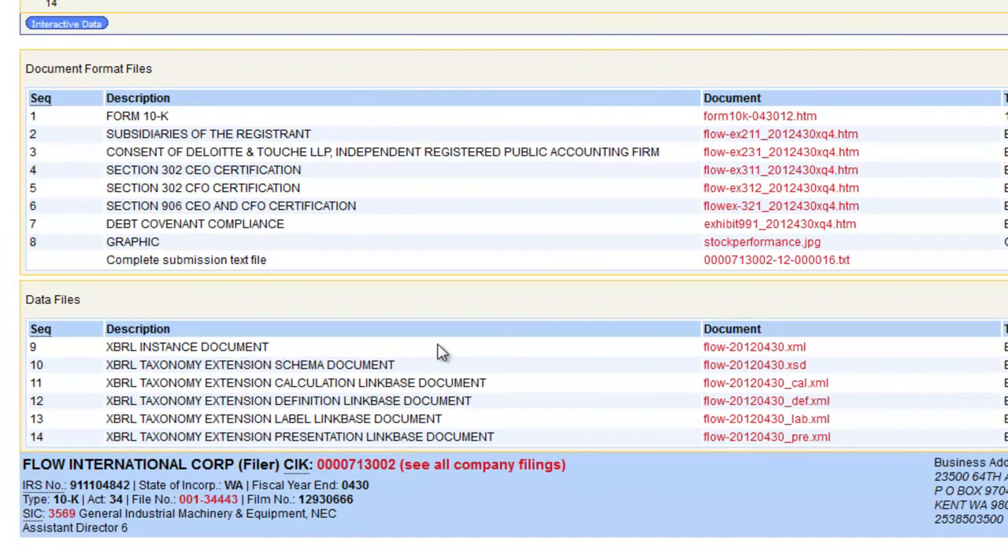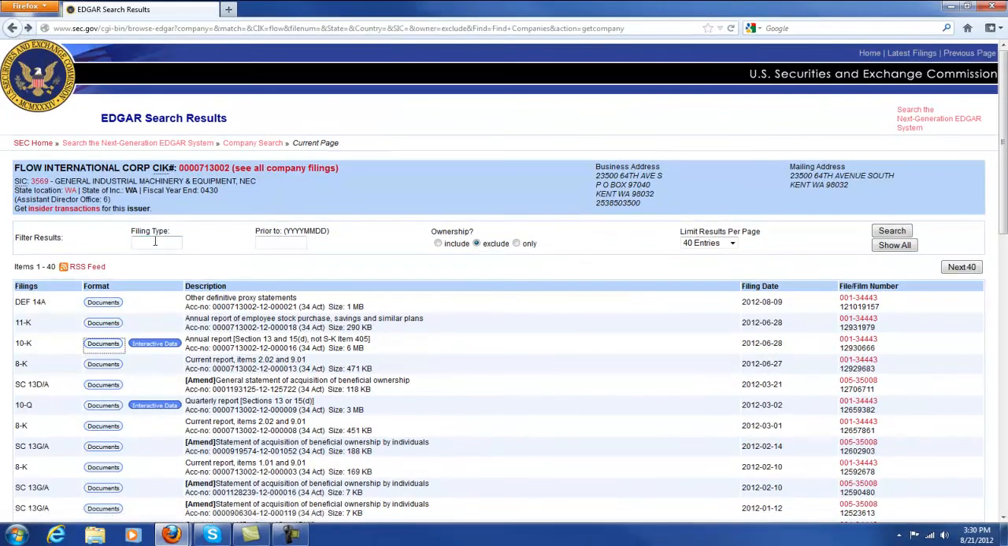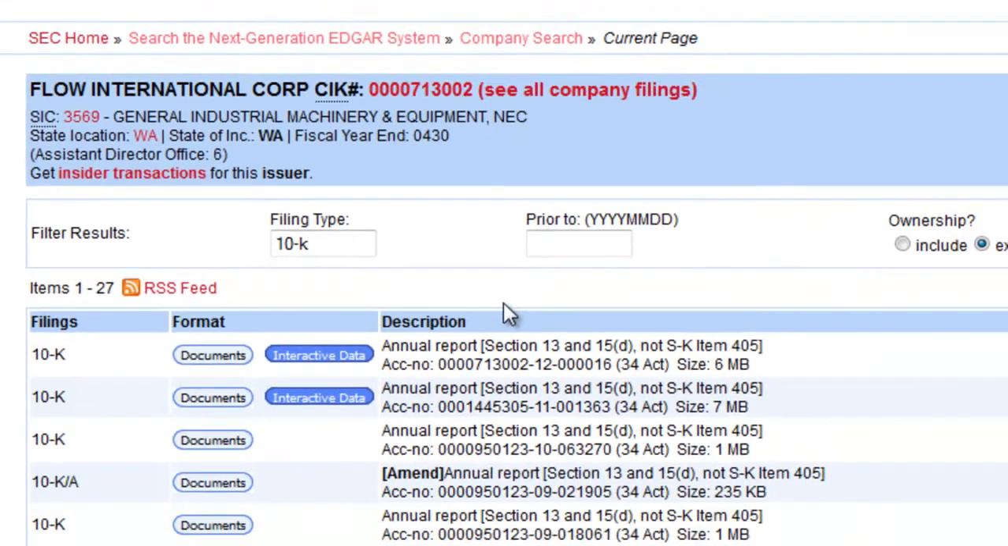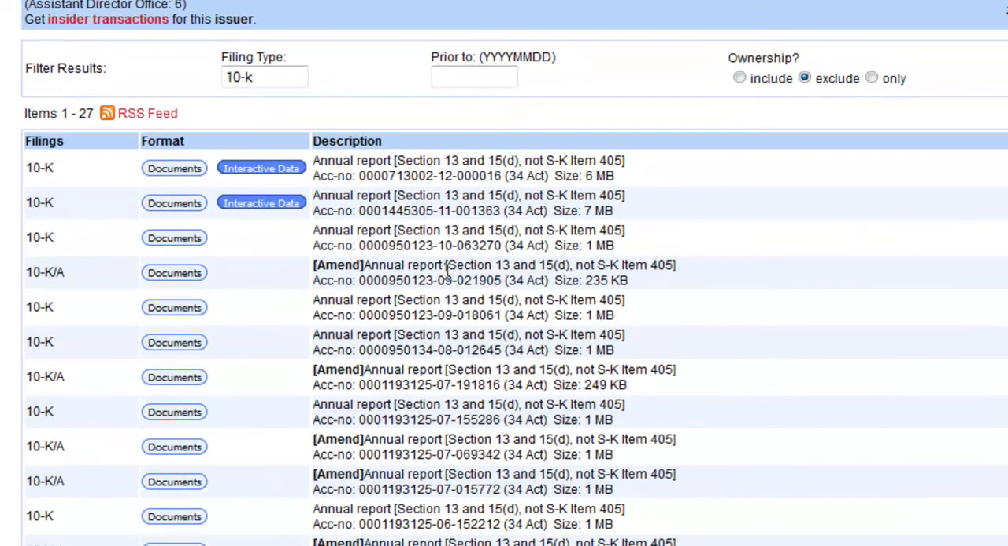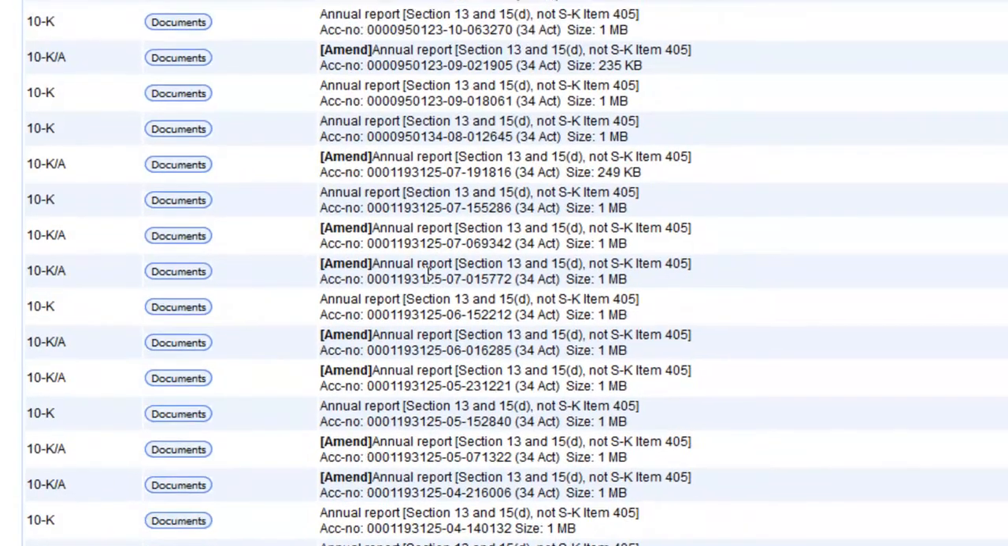But XBRL, like I said before, is used by computers. So if you're a computer programmer and you want to go through the entire 10K and let's say put it in Excel, you could do that by having XBRL data. And if you notice, if we go back to this page and type in 10K, all we're going to get is a list of 10Ks for the last however many years.